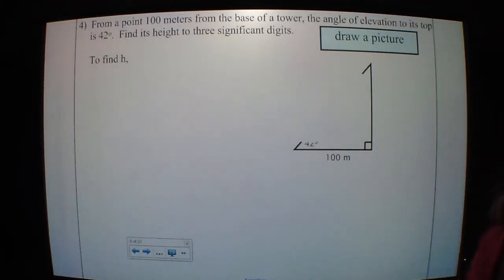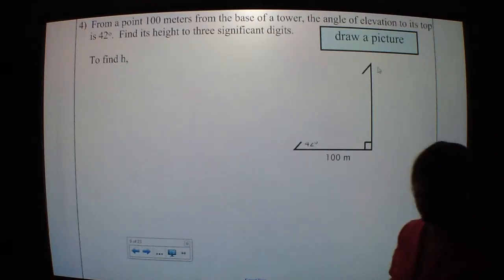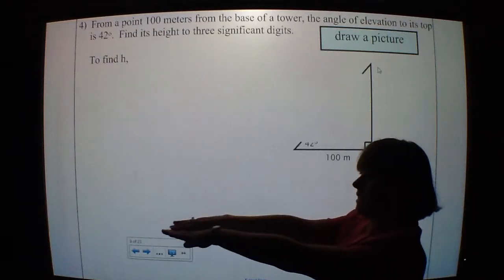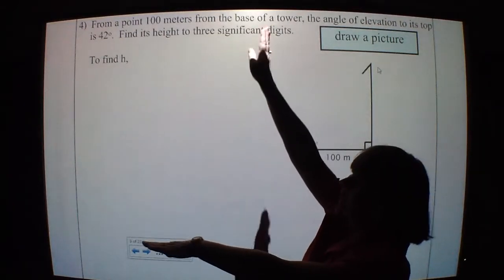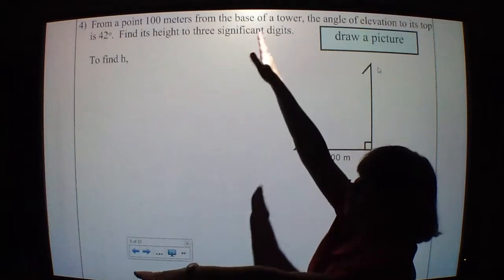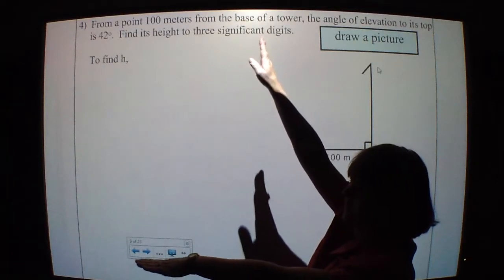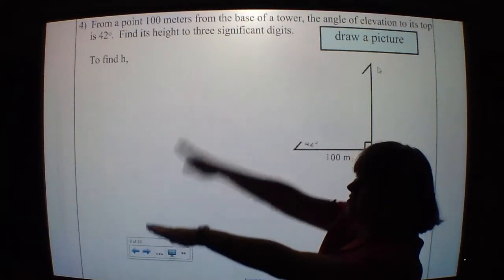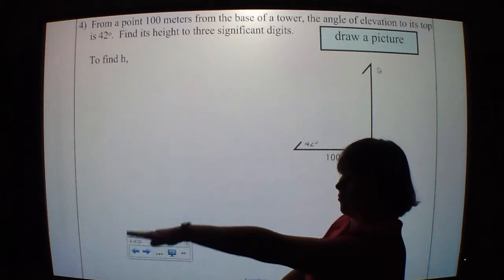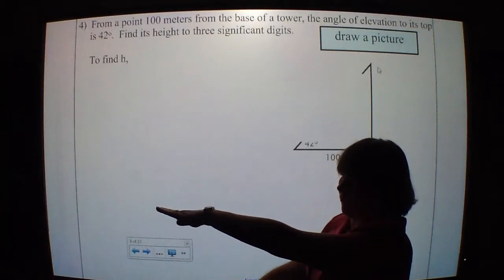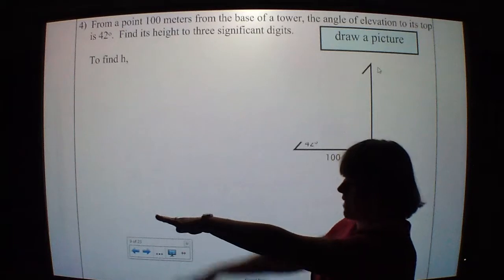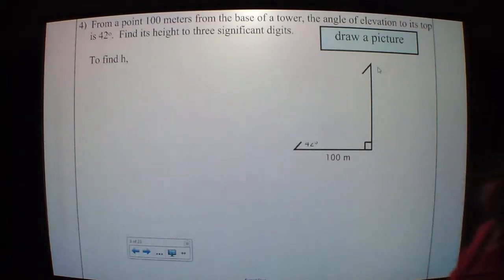When they're talking about angle of elevation, that means that you are standing somewhere and you are looking up. That's angle of elevation. So between my 2 arms would be my angle of elevation. If they were talking about angle of depression, you do a horizontal out and go down. So depression would be down. Depress is down, and up would be elevation.